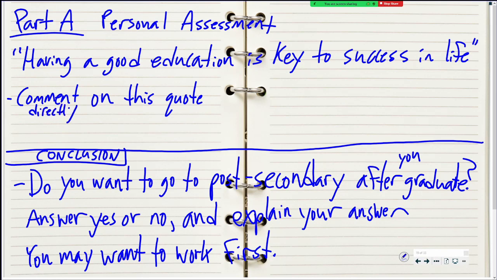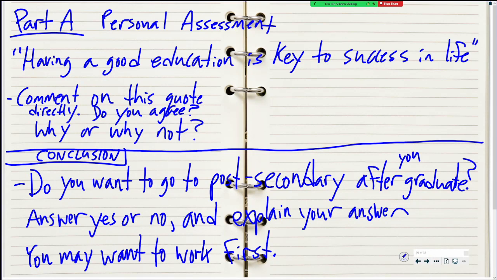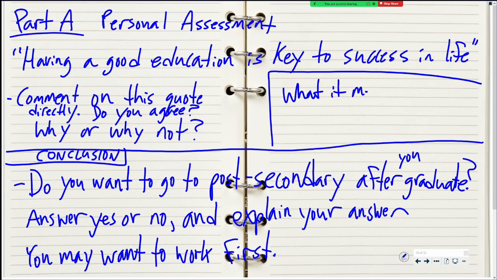And this is going to be like, same with the other one, do you agree? And then why or why not? And then you are to comment on what it means to be successful and the role which education plays for you. And then we have over here what it means to be successful.